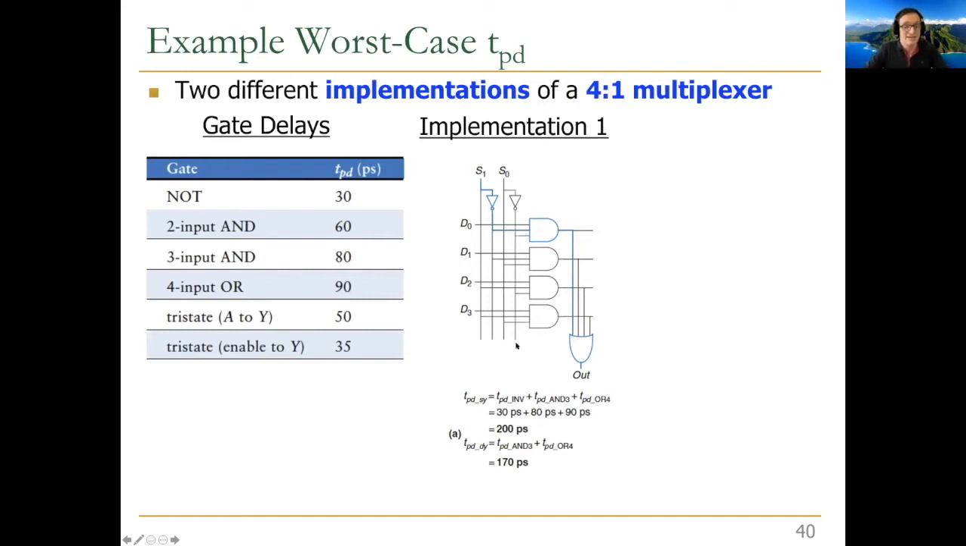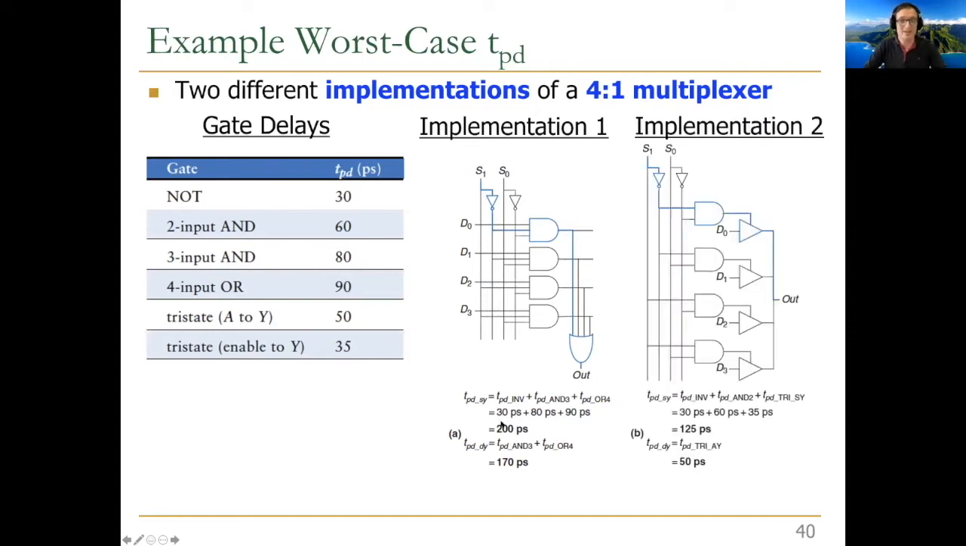Okay. And the second is, as you can see, propagation delay from D to Y. Again, all of the Ds go through the same delays, same gates. So let's pick one. From D0, for example, you go through one 3-input AND gate and one 4-input OR gate. So that's strictly less than the propagation delay from select to Y, as expected also. So basically, that's 170 picoseconds. So really, the overall propagation delay, the worst case delay of this multiplexer, is 200 picoseconds. Okay, let's take a look at a different implementation that uses some AND gates and some tri-state buffers.